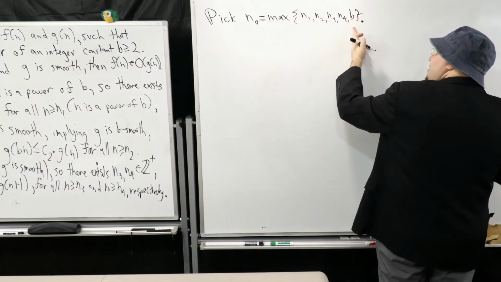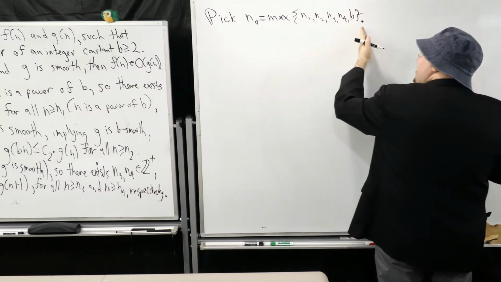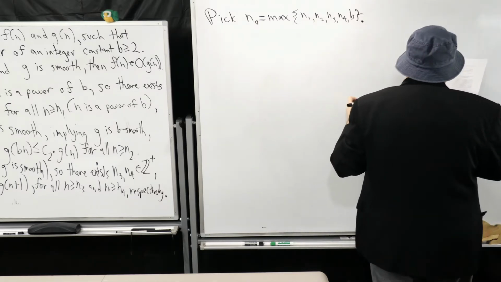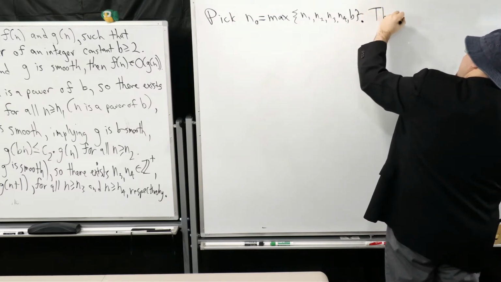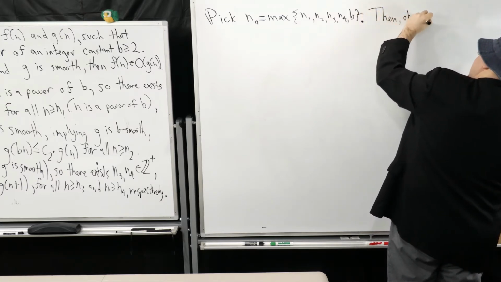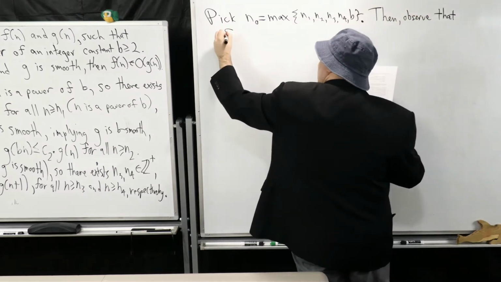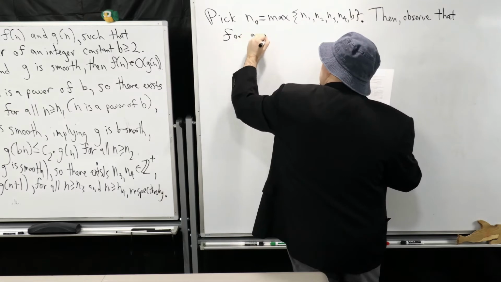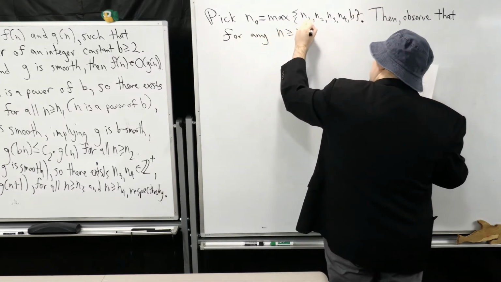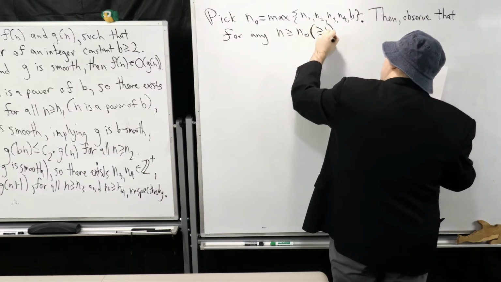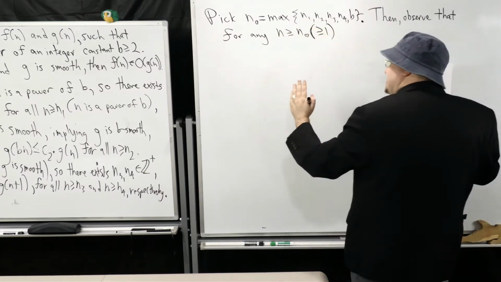Of all these 5 constants, which is a lot if you really think about it, I'm going to select the largest one to be n0. Then I want you to observe that for any n greater than or equal to n0, which, might I remind you, is also greater than or equal to 1. I just want to remind you of that fact. Remember, n0 has to be positive.